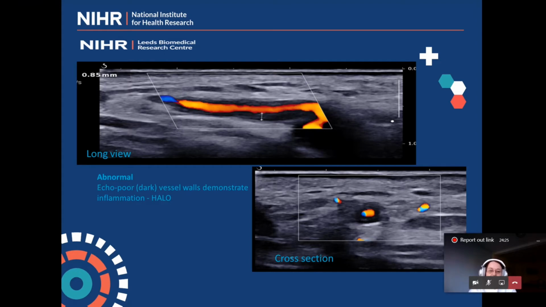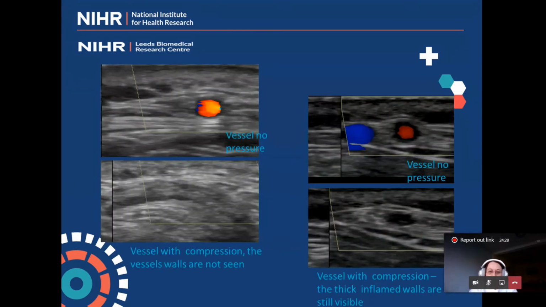Next slide, please. What we can also do is something called a compression sign, where we very gently press the probe against the side of the patient's head, and that squashes the vessel down. In a normal vessel, as you can see on the images on the left, once you've put some pressure on it, the vessel actually completely disappears. We can't see any sign of that vessel once the pressure has been applied.